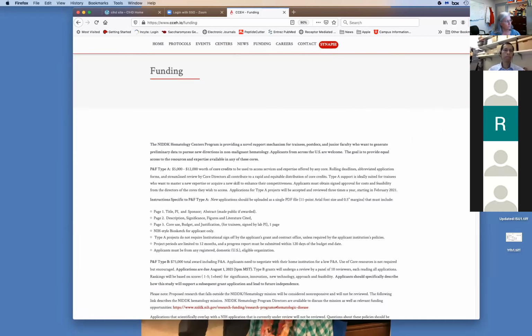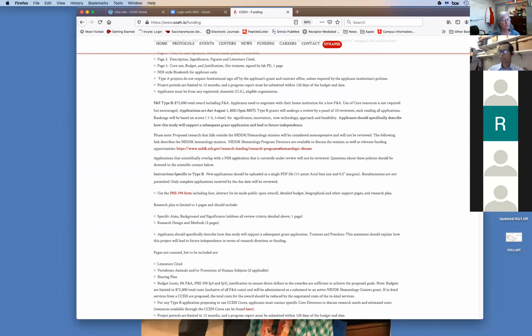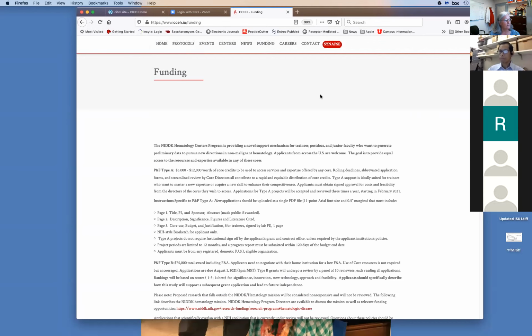projects. The second type of grants are these type B grants right here, and they're up to $75,000. They're specifically focused on individuals who are up and coming and new, so postdocs and new faculty members. A core use is not required, but it's encouraged. The new call for applications is due August 1st, and you can read through the details of this here. So I recommend highly that you go investigate those websites and the cores that are available to improve and enhance your research in hematology.